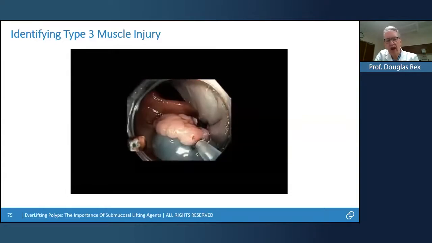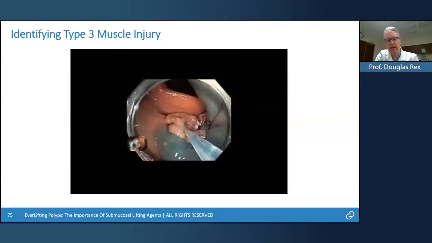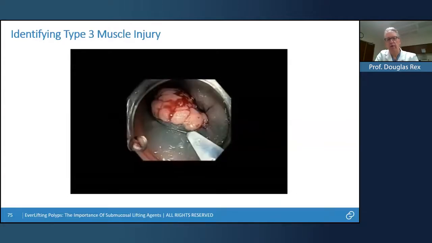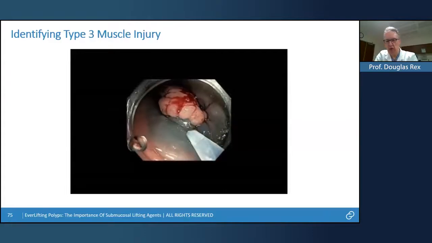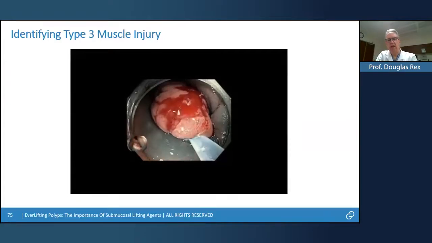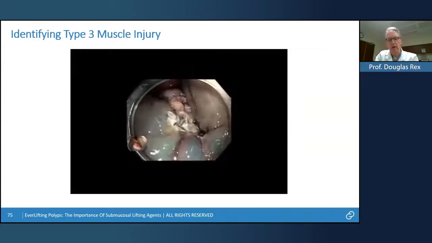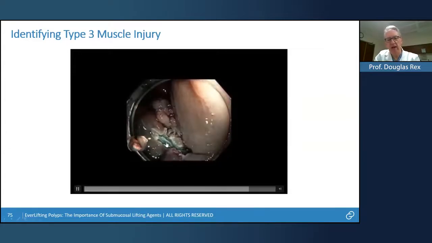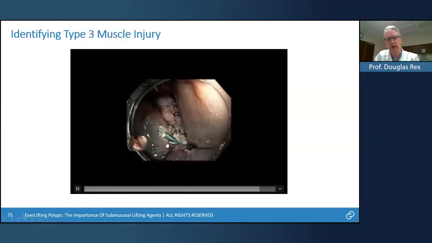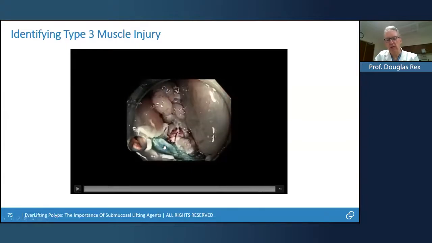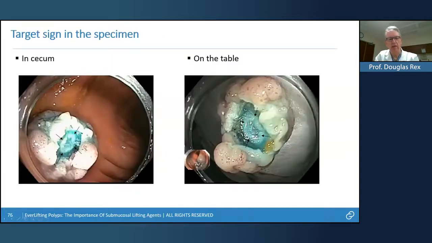And the contrast in the submucosa, staining it that blue color, allows us to differentiate the submucosa from the cut muscle, because cut muscle is white in color, as you were seeing in the previous video where we were looking at the surface of it. And when you see these thick white bands in the base of the defect, that's cut muscle. You see a lot of thin little white strands in the submucosa, but you don't want to see thick white bands. And here's the specimen in the colon and out on the table. And that white on the bottom of the specimen is the cut muscle.